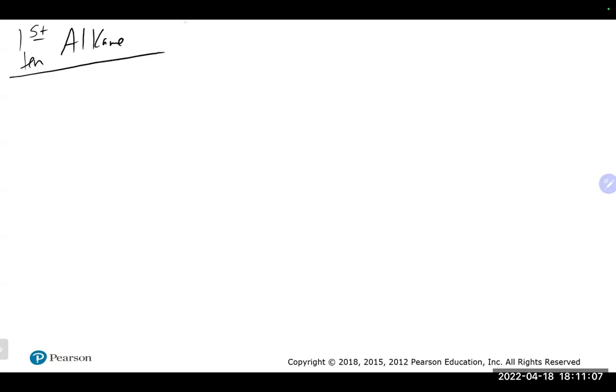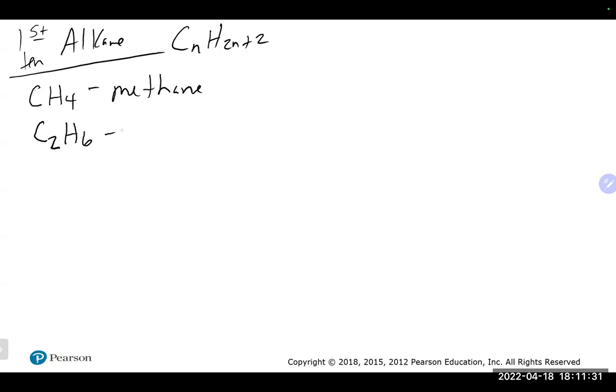All right, number 1, again, all these will follow this formula, CnH2n+2. We have our 1 carbon, which means you have 4 hydrogens. That is methane. We have 2 carbons. Again, 2 times 2 is 4 plus 2, which is 6. That is known as ethane. When we get to 3 carbons, 3 times 2 is 6 plus 2 is 8 on this side. That is how many hydrogens we should have. That is propane.